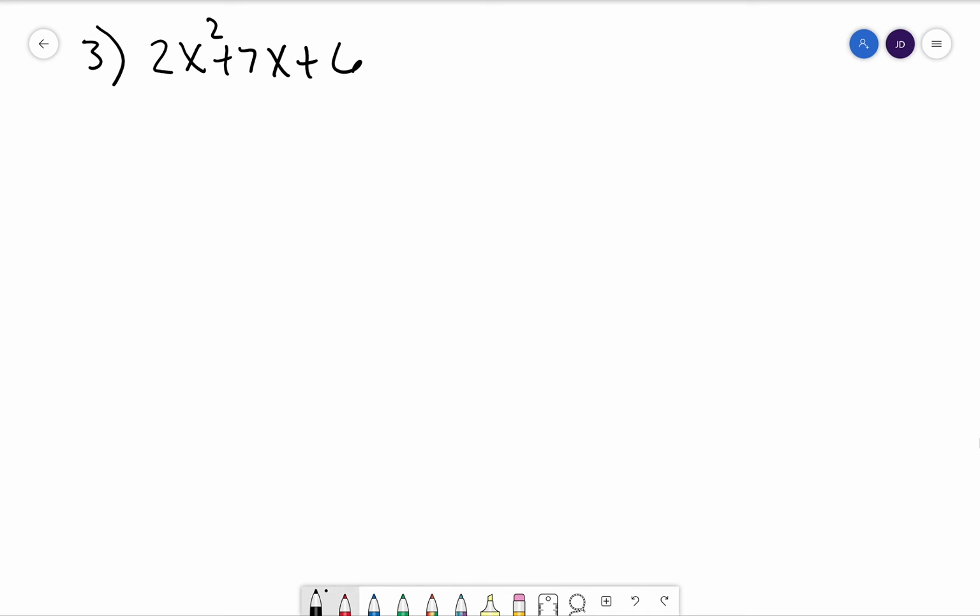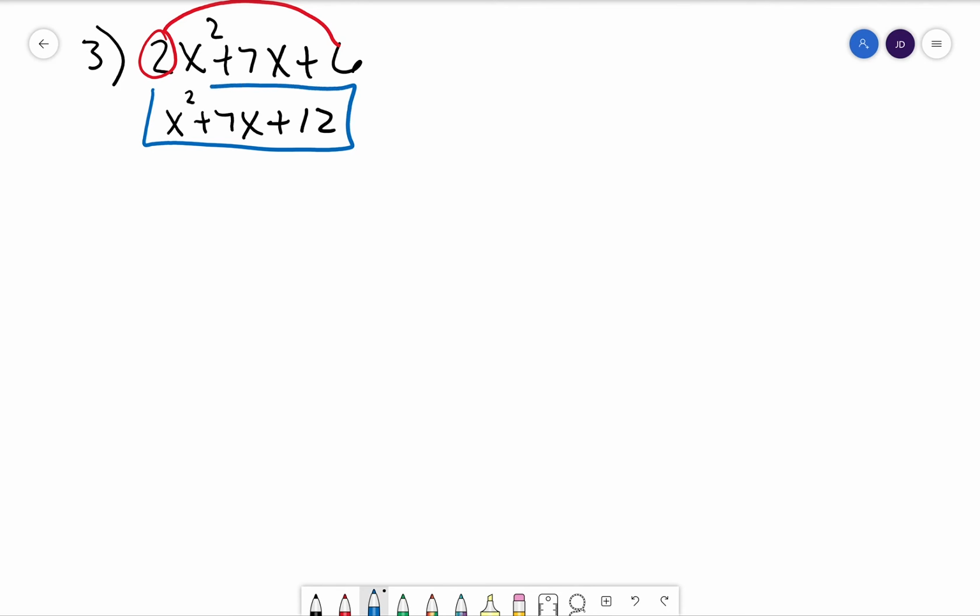Okay, so the trick here is the first thing you're going to do is take the 2 and multiply it times the 6. Then for the time being, we drop the 2. Now I get x squared plus 7x plus 12. Now we have to factor this. This is the one we're going to factor.